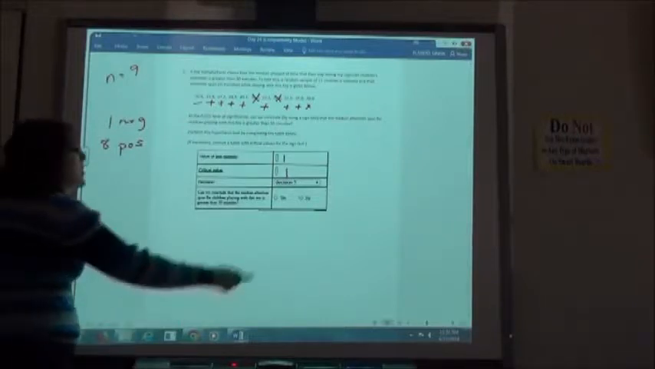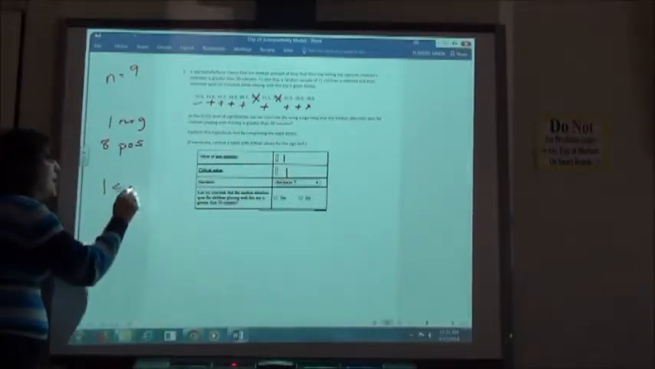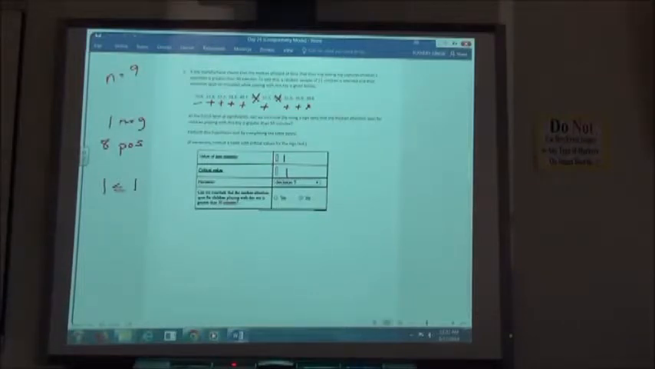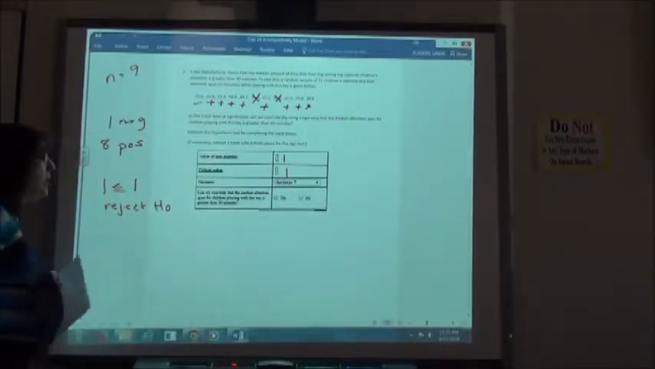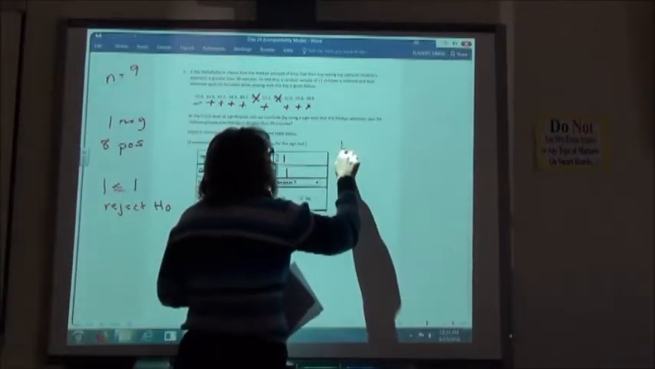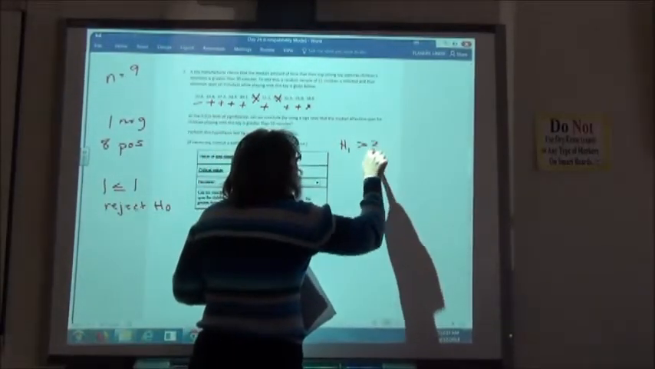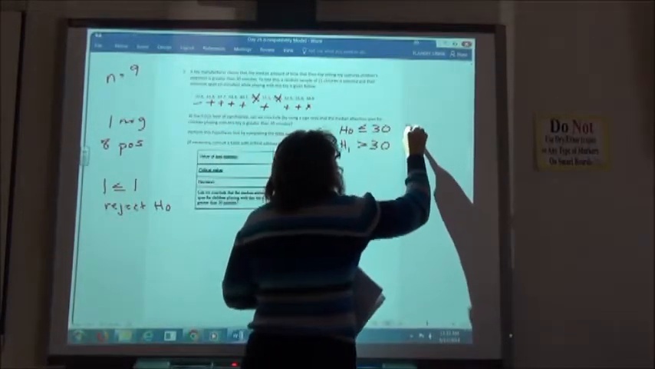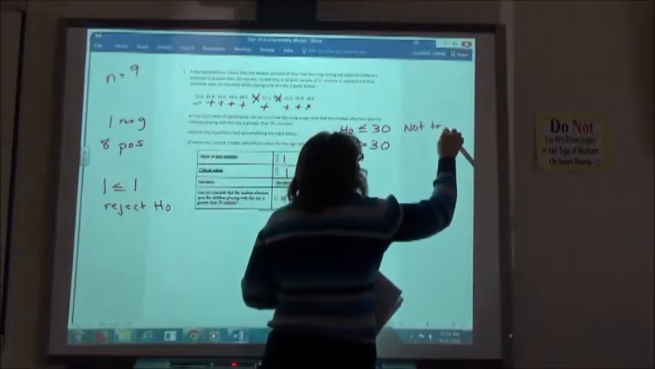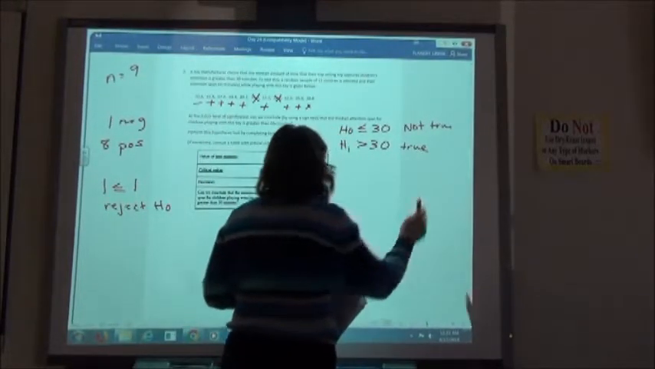I'm going to compare those values. 1 is less than or equal to 1. Notice the equal sign in there. When we said it was less than or equal to, our decision there was to reject the null. So again, I got to think about my hypothesis. My alternative one was the greater than 30. My null was less than or equal to 30. This one is the not true one. So this one is the true statement.